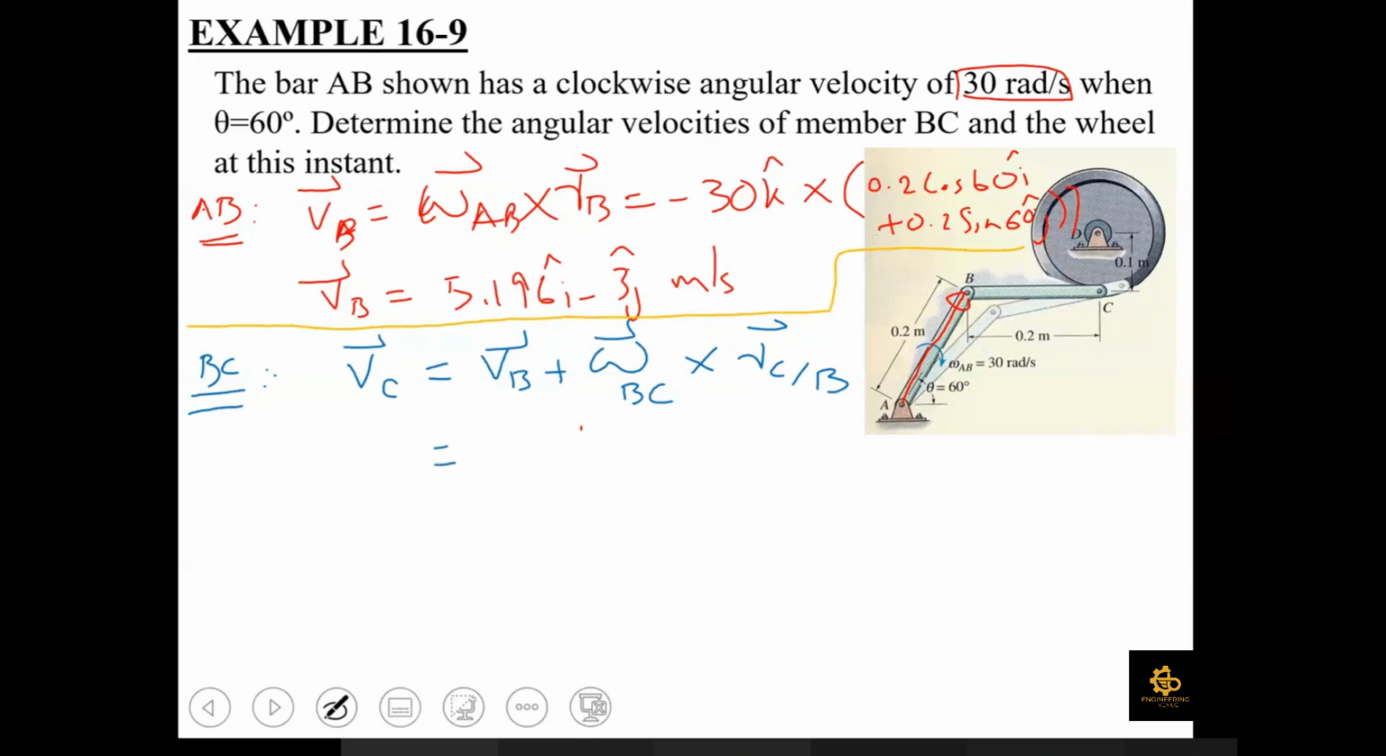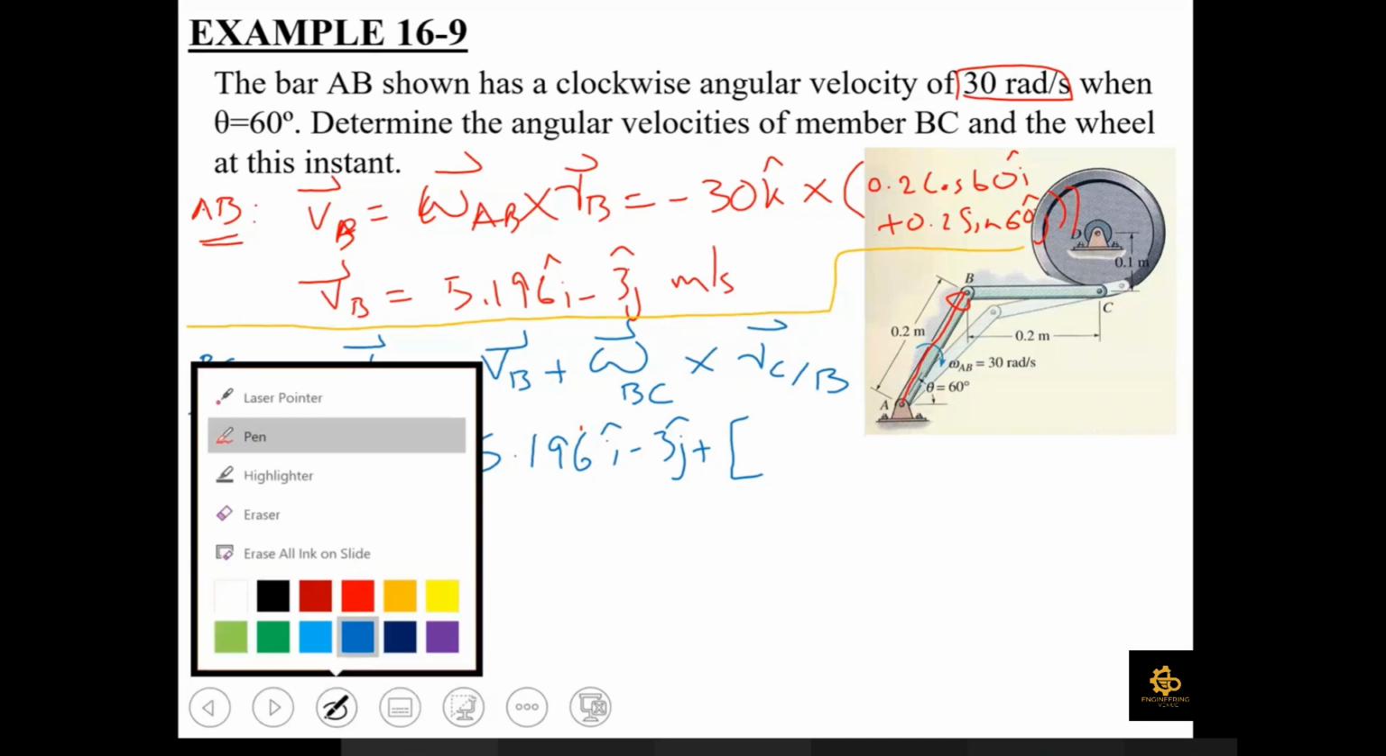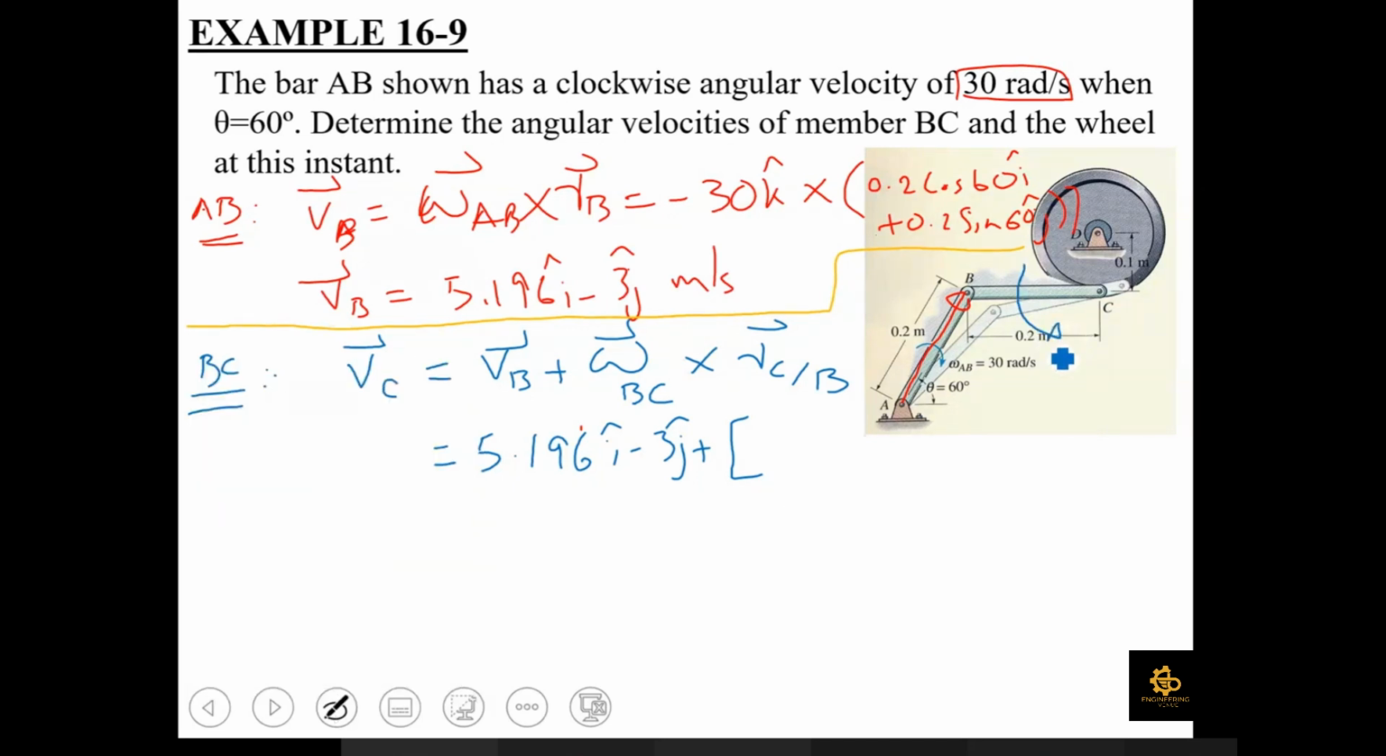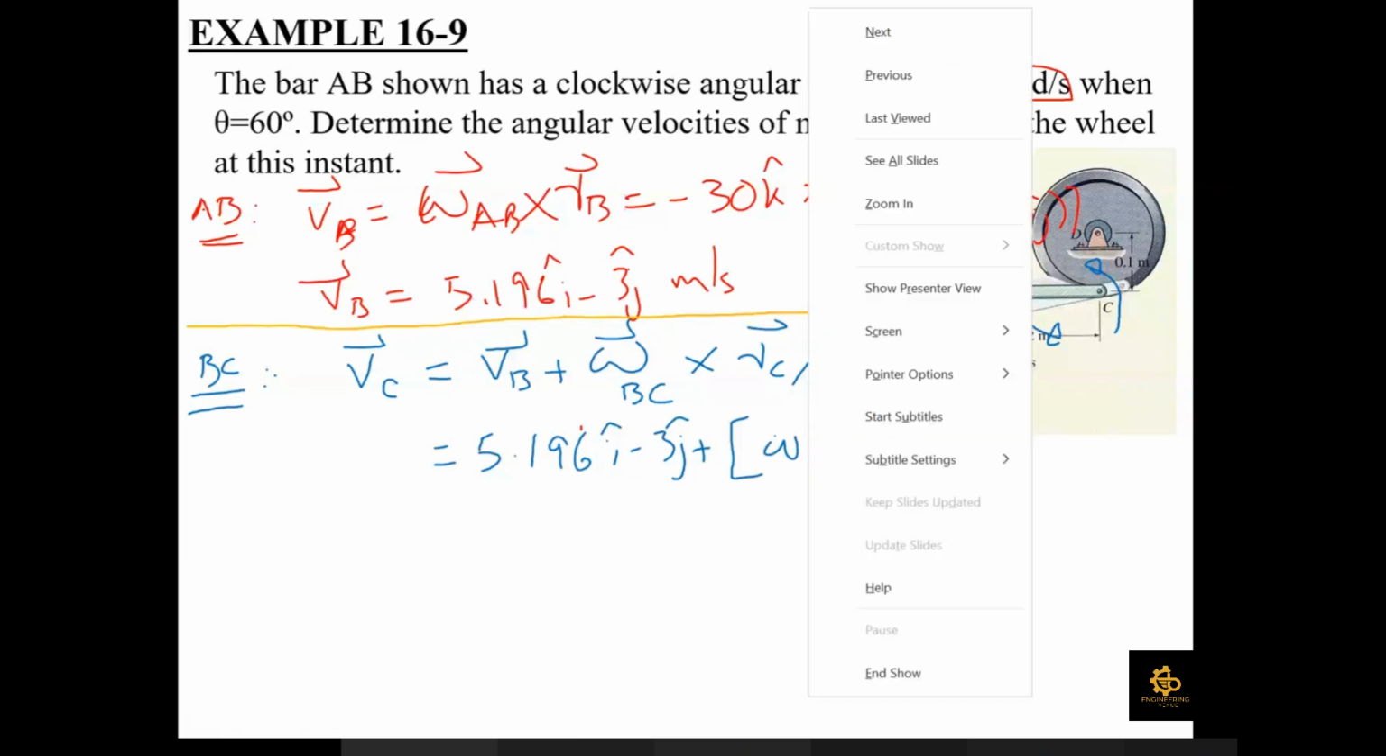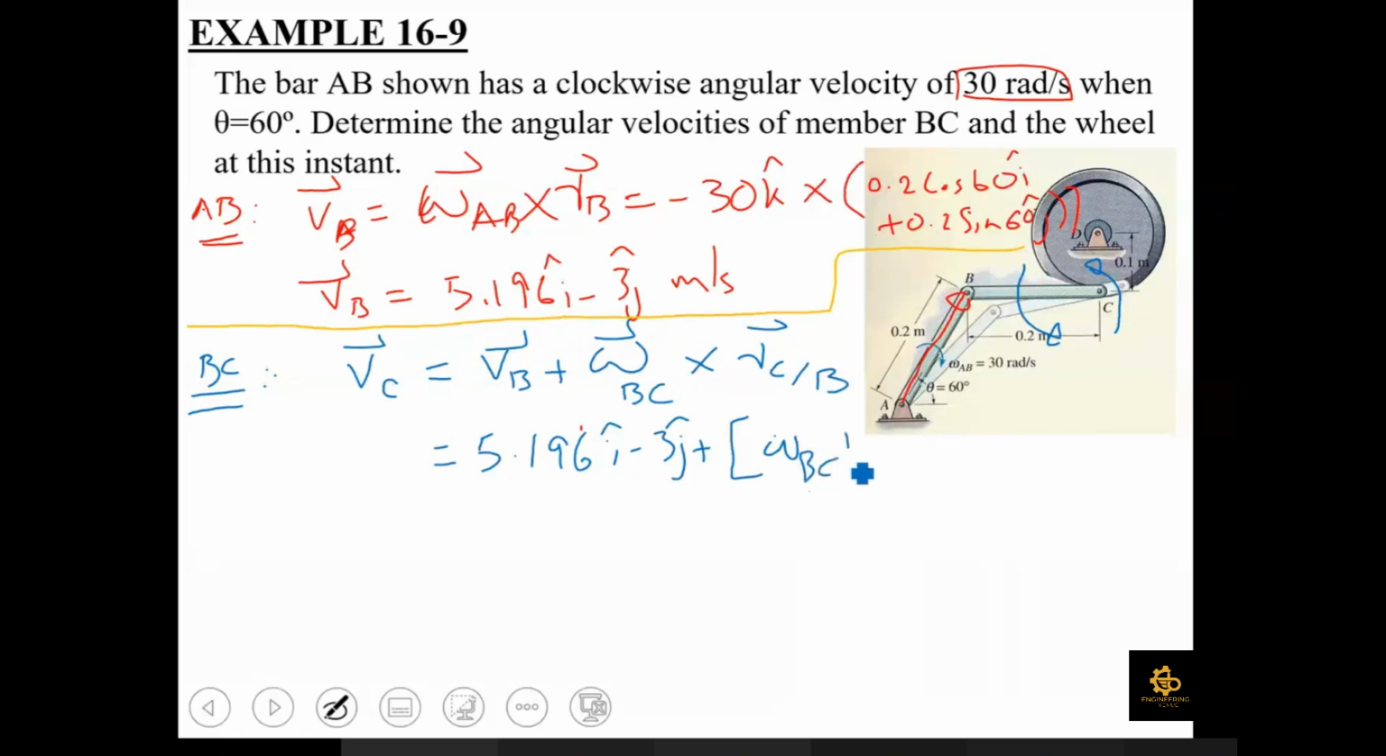Okay, in the previous step, we have already found this VB value to be equal to 5.196i minus 3j plus omega cross R. Can you identify what is going to be the direction of this omega BC? The next instant has been shown to you, so it will be rotating in some manner, which one? So it is again counterclockwise. Again, if you do not understand here, you can assume BC to be in a counterclockwise direction, but since the mechanism is simple, instead of assumption we can judge the direction of omega BC. So it is going to be omega BC k cross RCB.